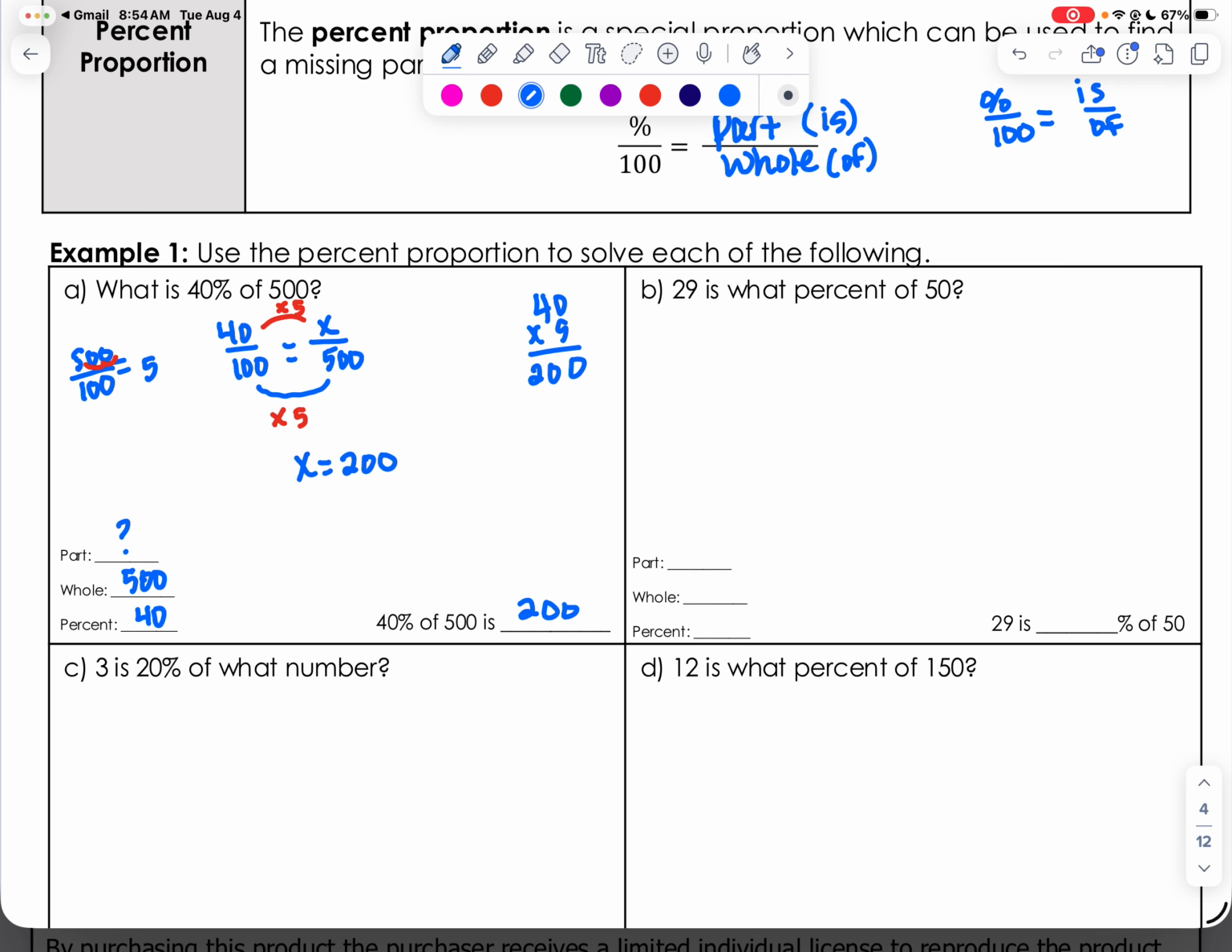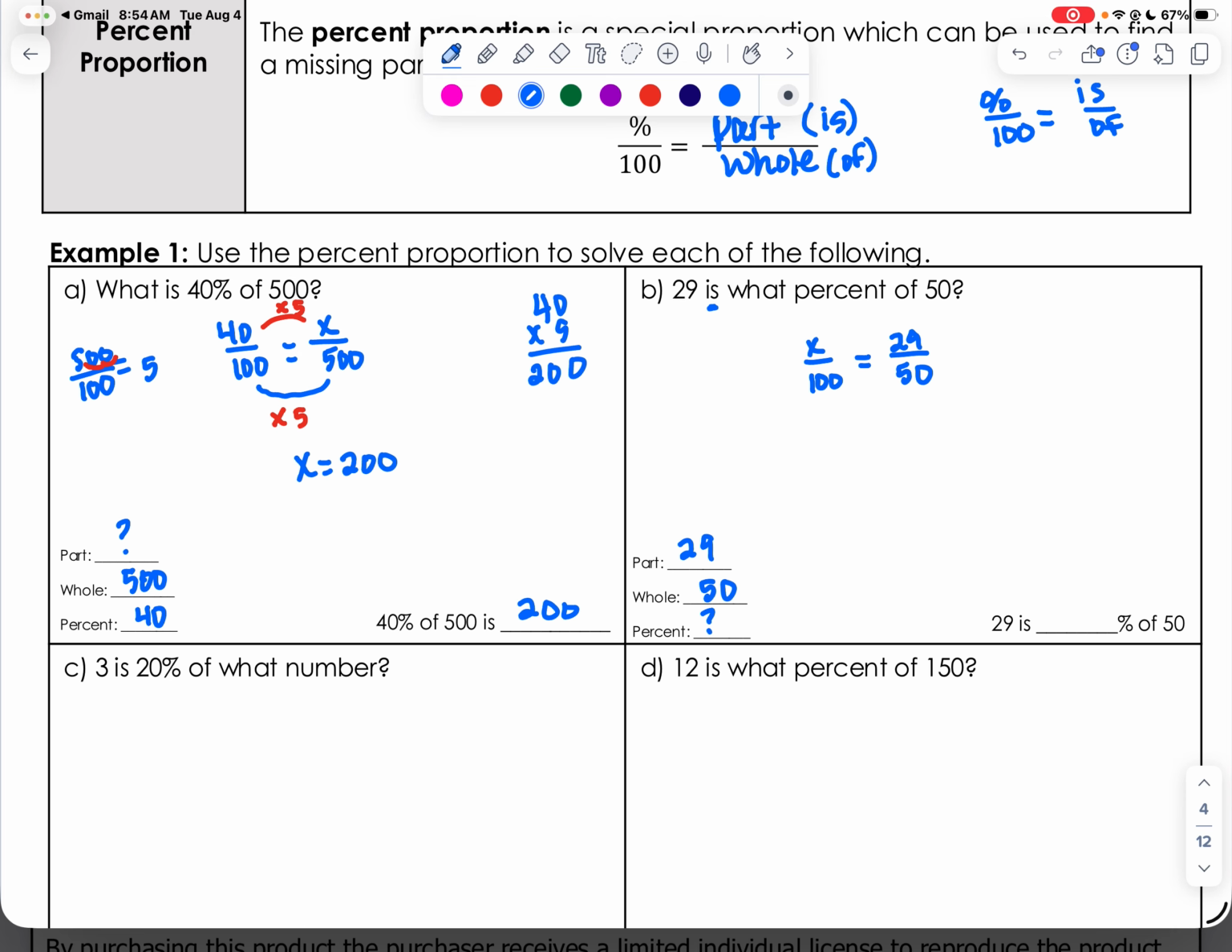All right. Problem B. 29 is what percent of 50? So the number after of is our whole. So in this problem, our whole is 50. We don't know the percent. That's what we're trying to find this time. So I'm going to put a question mark by percent. So that means 29 is our part. And see how it's associated with the word is? All right. So here, my percent proportion will be x, because I don't know the percent, over 100 is equal to the part, which is 29, over the whole, which is 50.